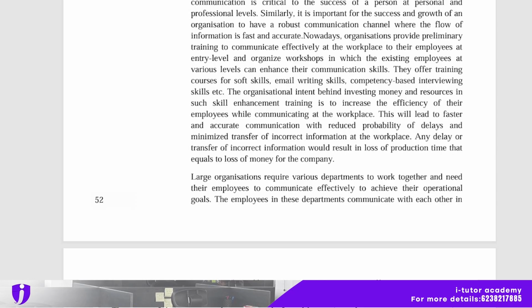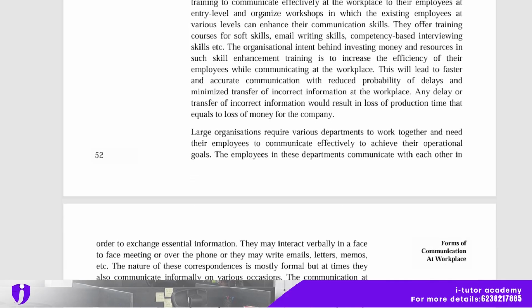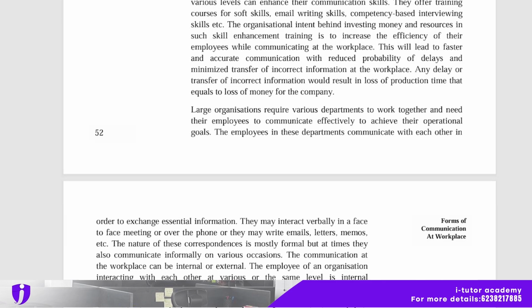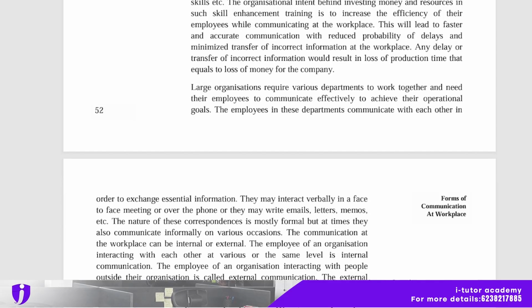So nowadays, organizations provide preliminary training to communicate effectively at the workplace to their employees at entry level and organize workshops in which the existing employees at various levels can enhance their communication skills. They offer training courses for soft skills, email writing skills, competency-based interviewing skills, etc. The organizational intent behind investing money and resources in such skill enhancement training is to increase the efficiency of their employees while communicating at the workplace.